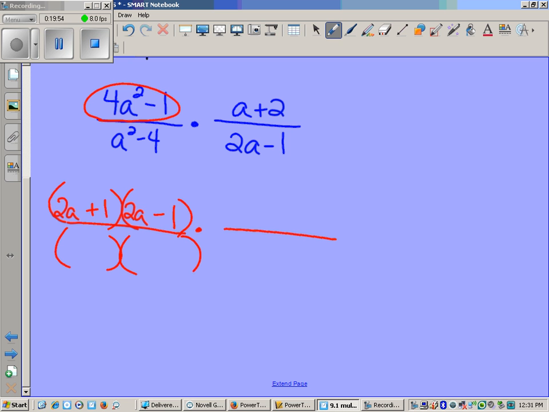Okay, let's do the bottom. The bottom also has 2 terms. Let's see if I can break him up evenly. Can I do an a here and an a here? And let's break up the 4 into a negative 2 and a positive 2.